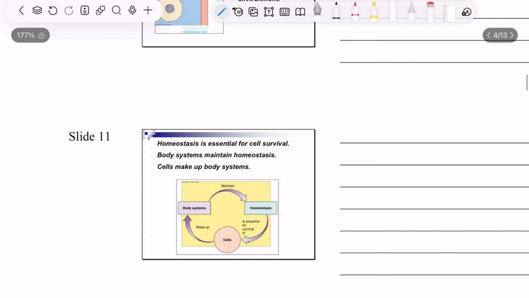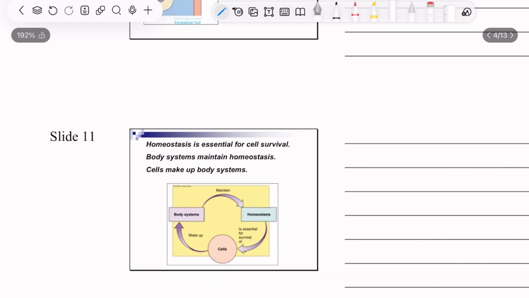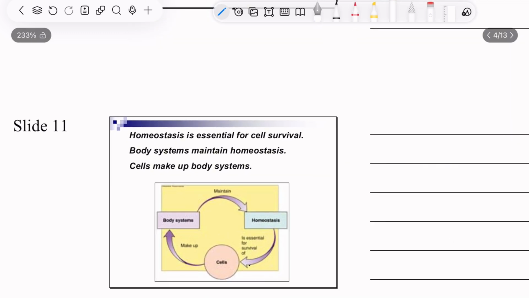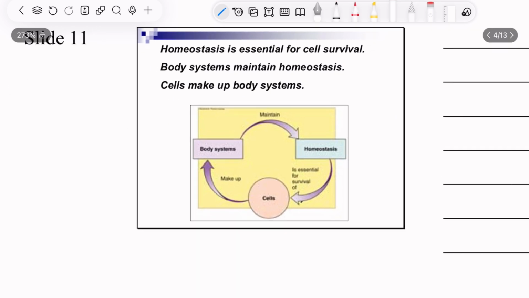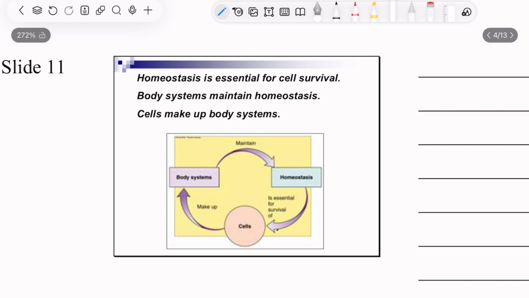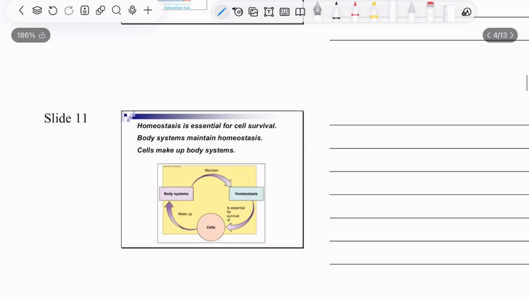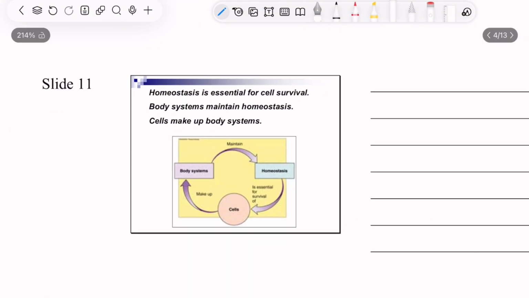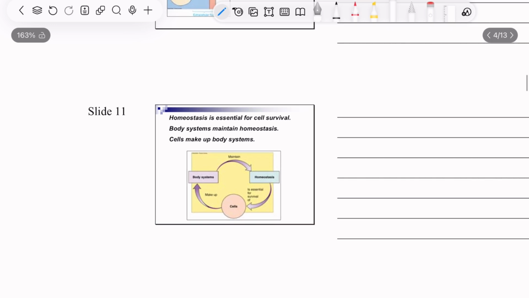All right, moving on. Homeostasis is essential for cell survival. Body systems maintain homeostasis, and cells make up body systems. So in this picture right here, I know it's kind of blurry, what it's saying is that cells make up body systems that maintain homeostasis, and homeostasis is essential for cell survival. In short, by keeping our cells healthy, our tissues are healthy, which keeps our organs healthy, and that keeps our body systems working properly. Now, let's say one of our cells is unhealthy, then it's kind of like a domino effect on the other body systems. So, yeah, that's what homeostasis is. It's essential for cell survival.